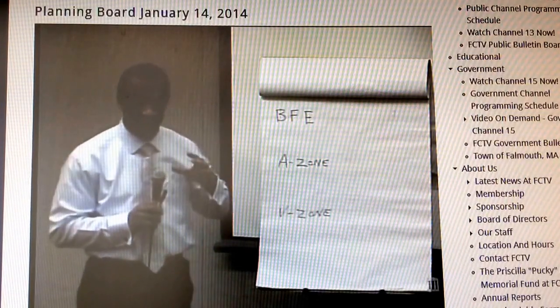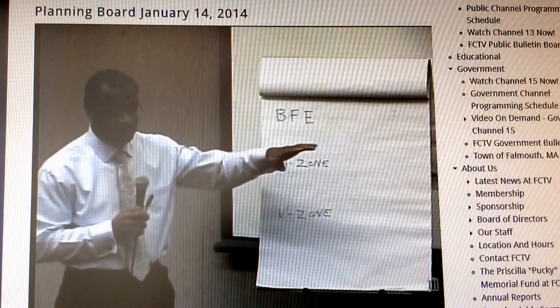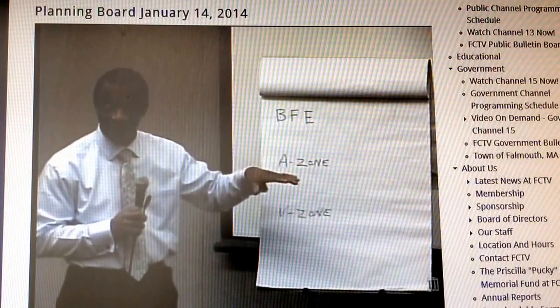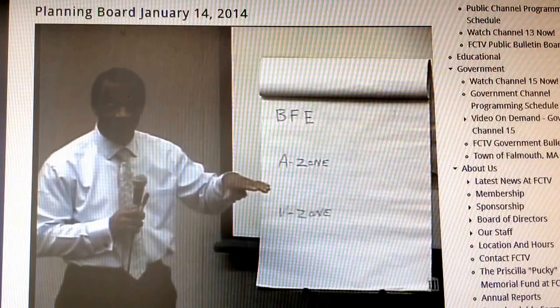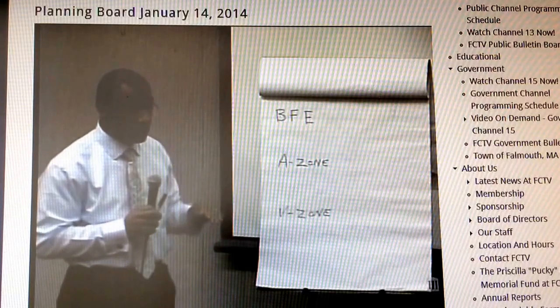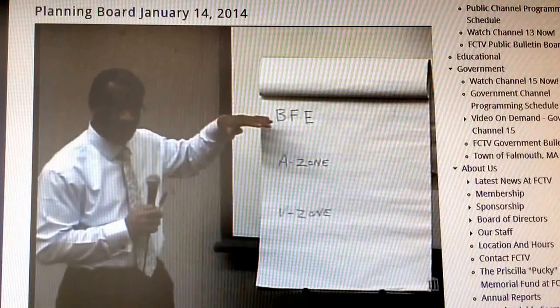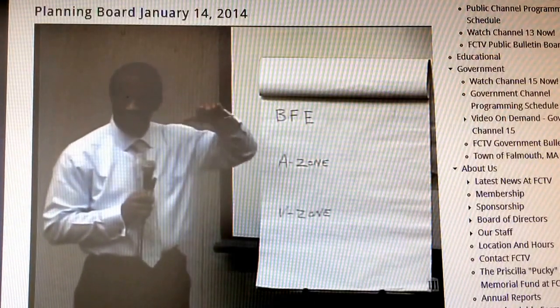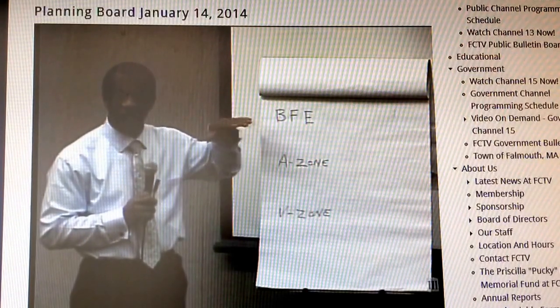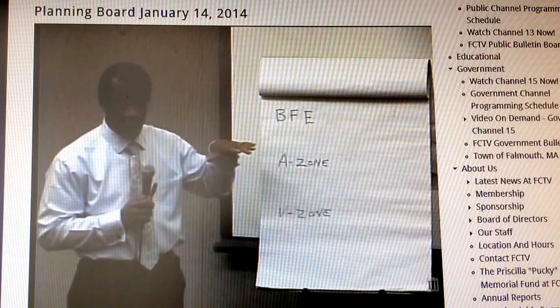Just as an example, the town hall area is in the flood zone A at elevation 11. On the new maps, we'll be at elevation 13. So that means that the base flood elevation, or the floodwaters, will potentially rise to elevation 13 in this area.